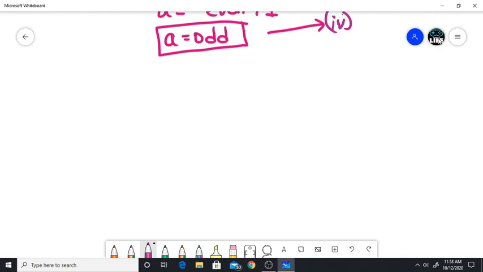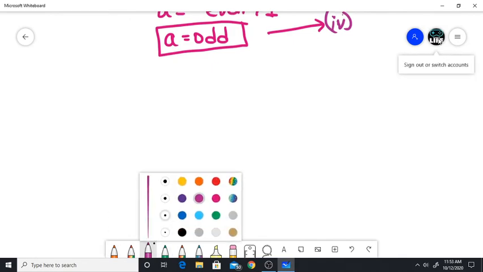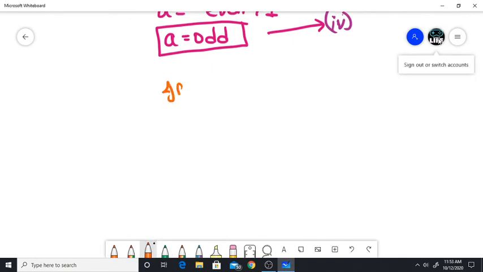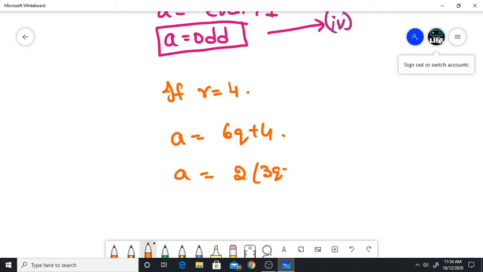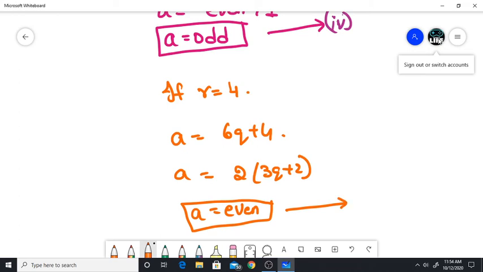Okay. Now let's check what will happen if r equals 4. If r equals 4, a equals 6q plus 4. So a equals, taking 2 as common, 2 into 3q plus 2. Multiplying any number with 2 gives you an even number. So a equals even. So mark it as equation 5.